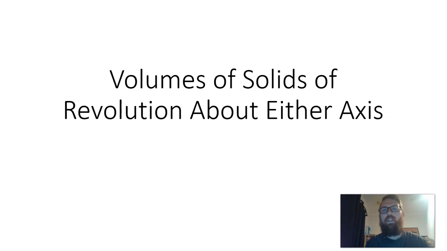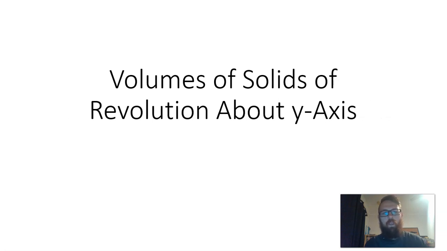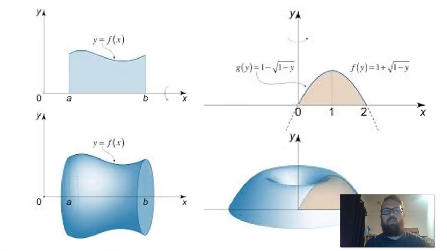Okay, so we're going to continue to look at volumes of solids of revolution about either axis, and this time we're going to focus on the y-axis. So the volume of a solid of revolution about the y-axis is similar to the x-axis, pretty much, except we're going to have to find an inverse function. We looked at last time a positive function going around the x-axis. We're going to do the same thing, but go around the y-axis.